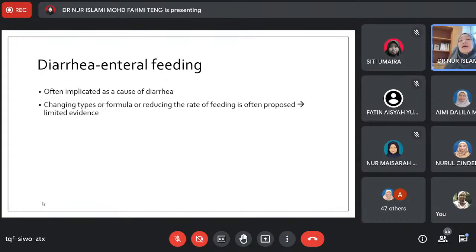rate of feeding. Reducing the rate of feeding is often proposed. Although the evidence is still limited, I believe it is limited because of limited studies being done. So this is our practice when the patient is on enteral feeding with diarrhea. After we do nutrition assessment, we identify what caused the diarrhea. If the cause is the enteral feeding, then either we change the type of formula or we revise the feeding rate.